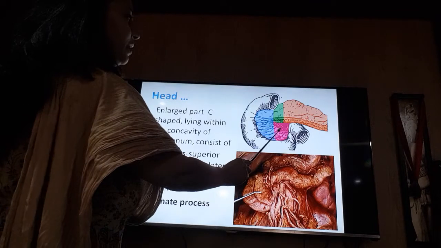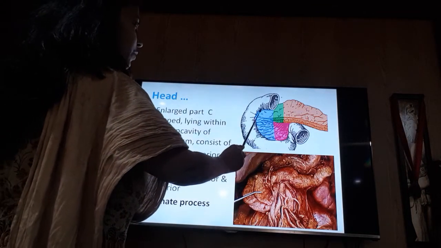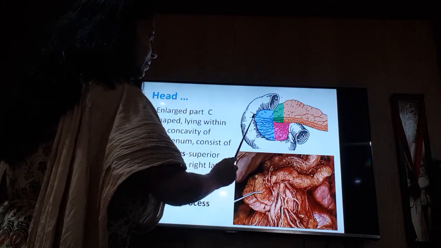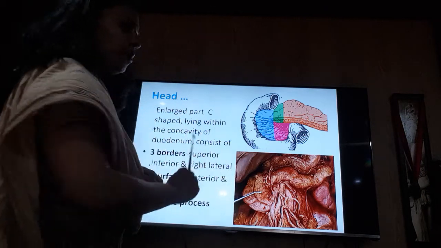This is the uncinate process. Three borders. You can see this is the superior border, this is the inferior border, and this is the right side. So this is the right border.